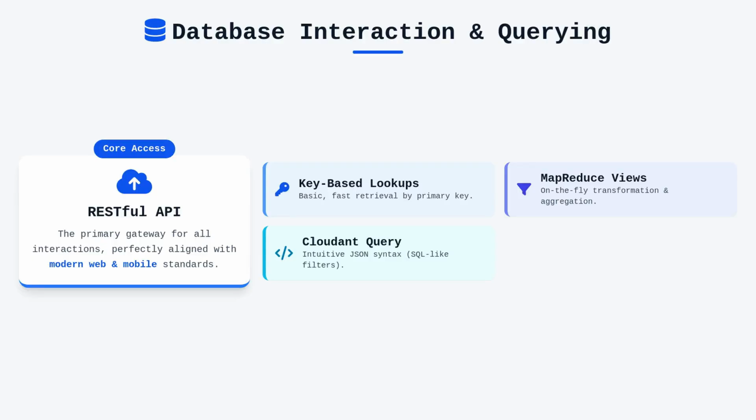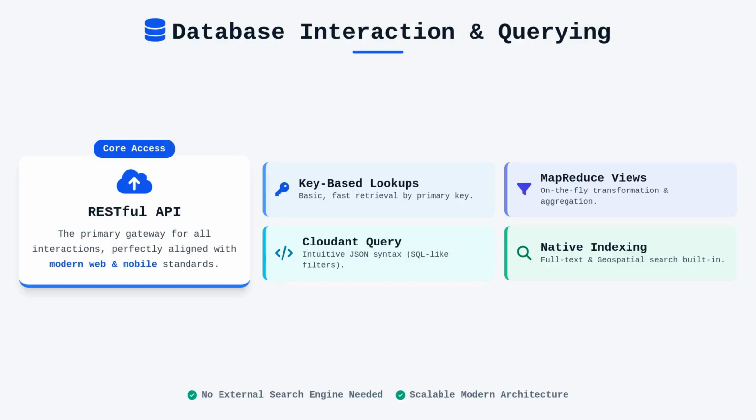For more advanced requirements, the database engine natively embeds full-text indexing and geospatial search functionalities, allowing you to run complex searches against your documents without moving the data into an external search engine.